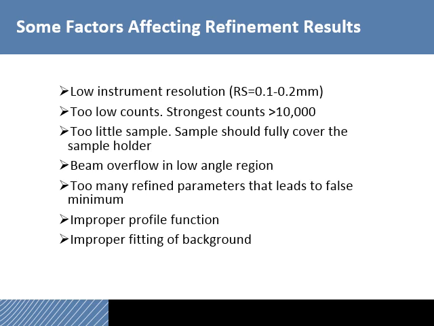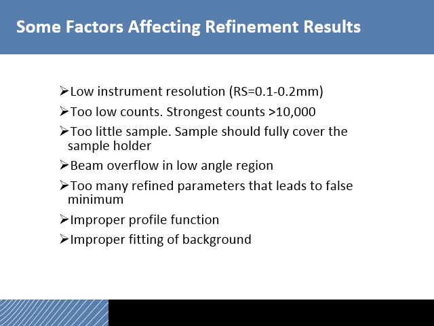If the counts are too low, it'll affect refinement results, and obviously you may have trouble quantifying phases that are present in small quantities. Too little sample. The sample should fully cover the sample holder or fill the sample holder. If you're backloading it, you want the sample to be as densely packed as possible. That frankly will affect the number of counts that you get, and also help ensure that you have a randomly oriented sample.